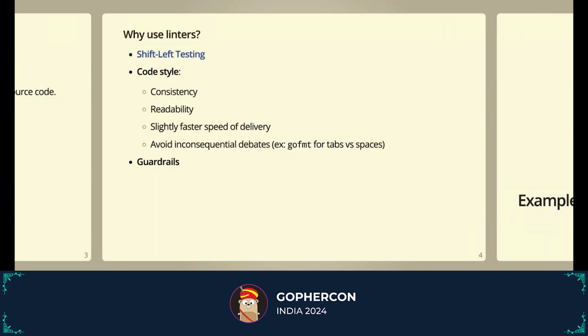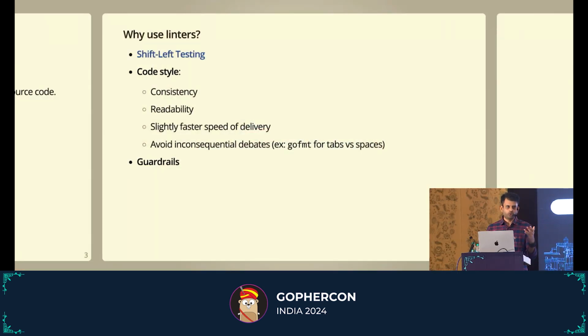It can also avoid inconsequential debates. An example of this would be what Go did with gofmt for the tabs versus spaces debate. It ended that whole debate for the Go community, right? So you can do that on a smaller scale by picking these micro decisions for your entire code base and ensuring that everyone follows that for coding.